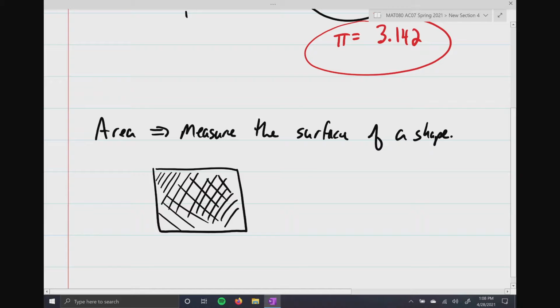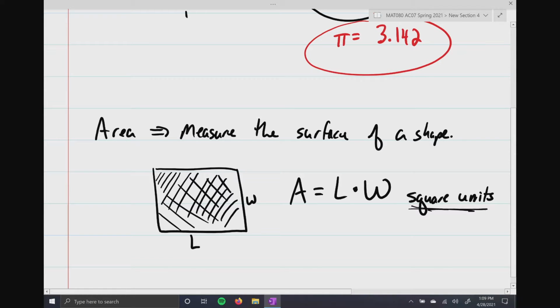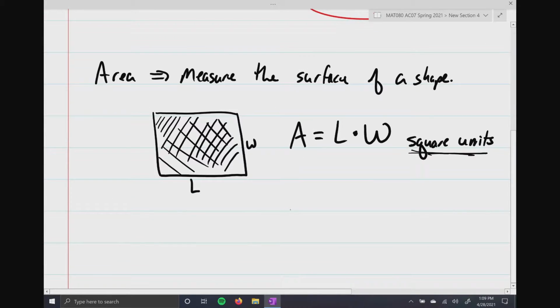In fact, if you want to think about it, it's like if you had a paintbrush and you wanted to paint the shape, you would tell me how much area you've actually painted. Now, area for a rectangle is pretty simple. It's going to be length times width, where L could be on the bottom, W is on the side. It really doesn't matter. But what does matter are the units. You are always going to use square units. And they can be written out in the words square units, or you may see something like units raised to the second power. They both mean the same thing. Okay? Are there any questions about that so far?